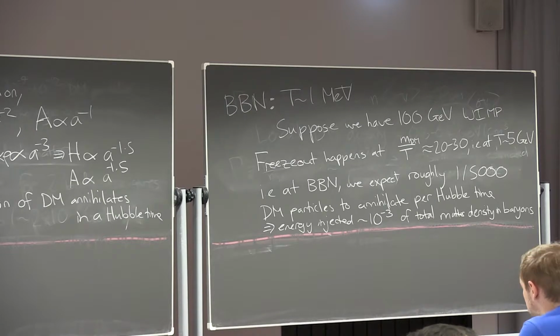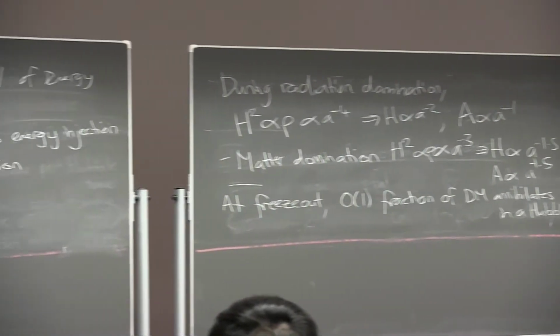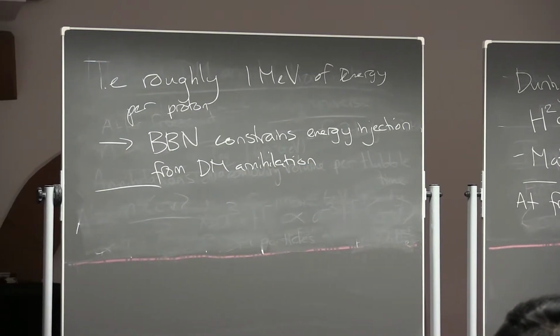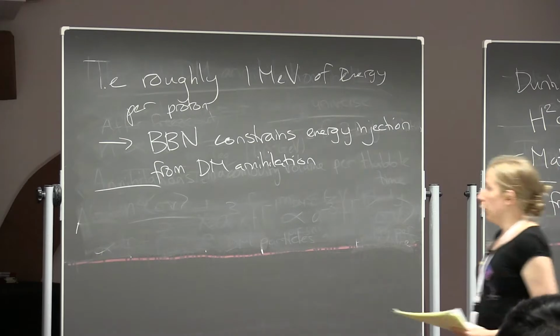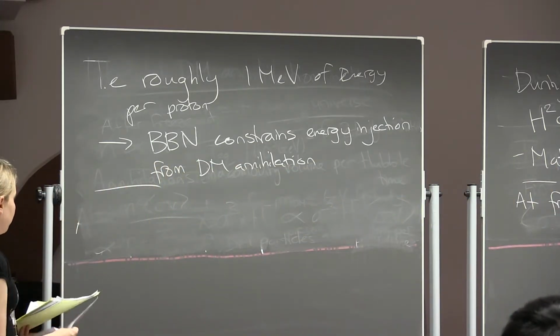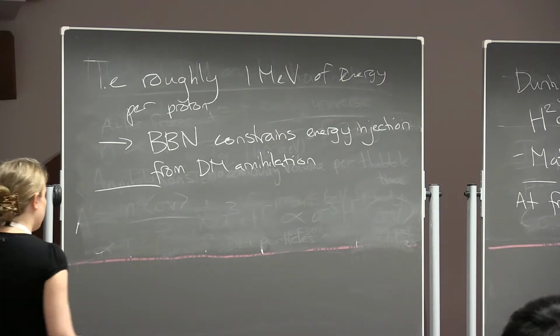Okay, so that's the first thing. Dark matter annihilation injects enough energy that it can potentially perturb BBN, and from changes in the helium abundance and in the abundance of the subdominant elements, such as lithium and deuterium, you can actually set fairly interesting constraints on thermal dark matter annihilation.